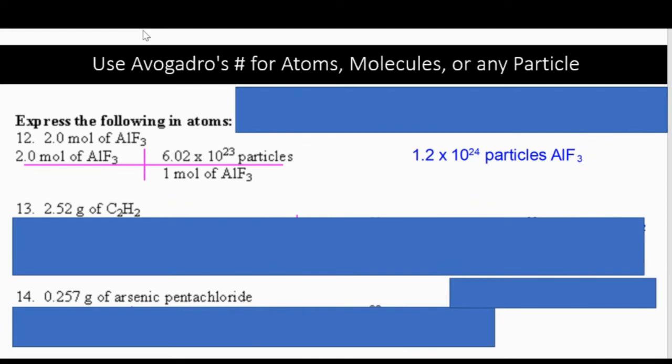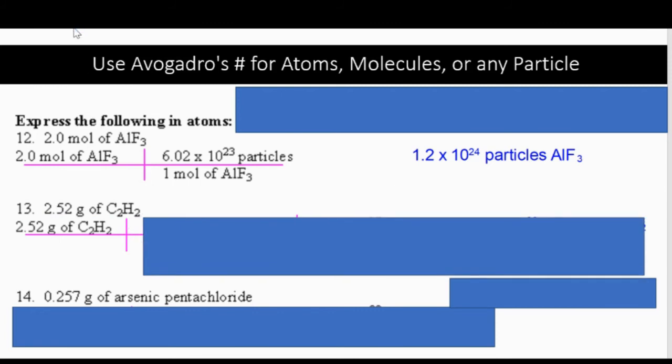Why didn't I use grams? Good question. It had moles and particles in it, moles and atoms. So I didn't need to add the grams in there. There was nothing about grams in number 12. Whereas in number 13, the given is in grams.